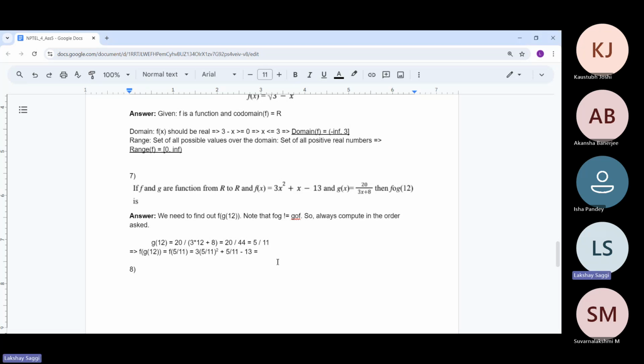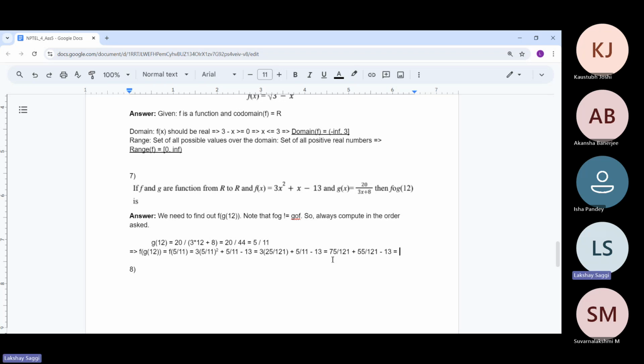I can do it along with you. So this will be 25 by 121. So this will be 3 times 25 by 121 plus 5 by 11 minus 13. And this will be something like 75 by 121 plus 5 by 11 would come out to be 55 by 121. And we subtract 13 from it.